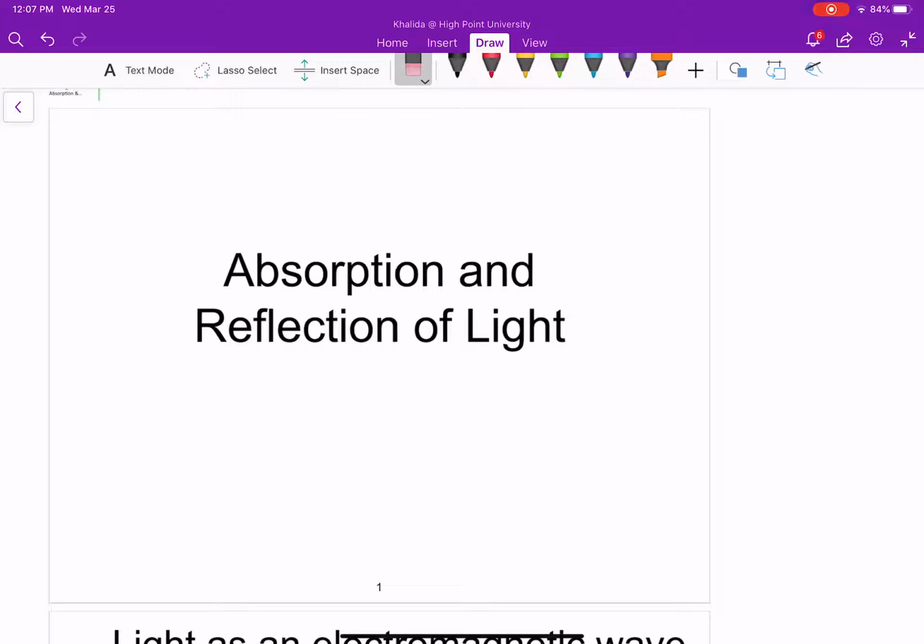Hello, welcome to M4.2, the second module in Unit 4. This module covers the absorption and reflection of light.